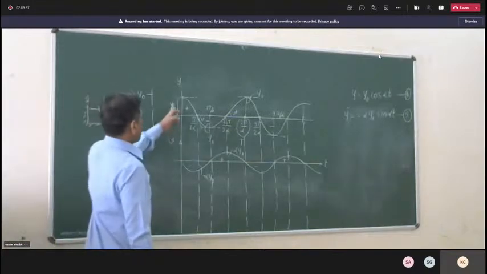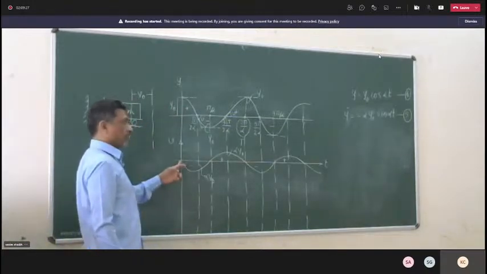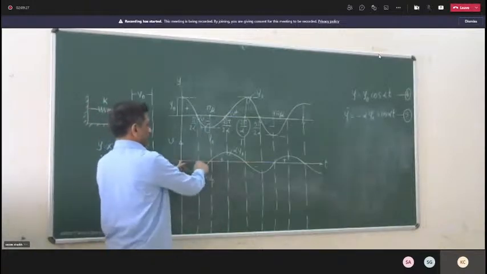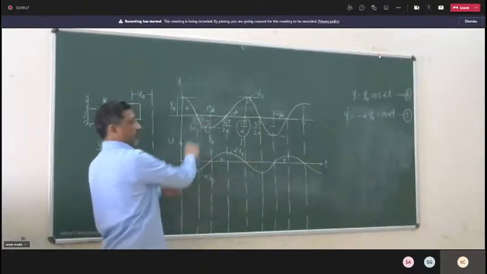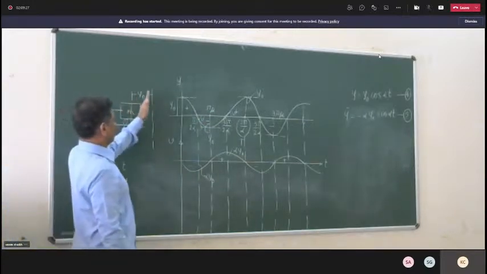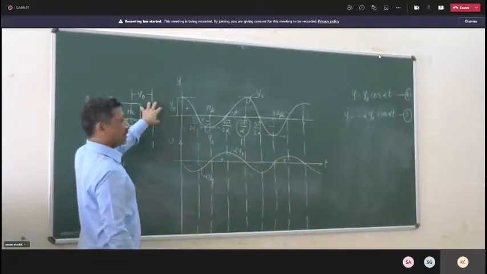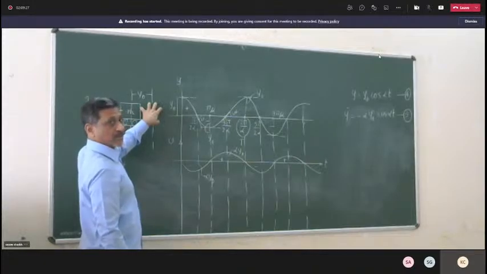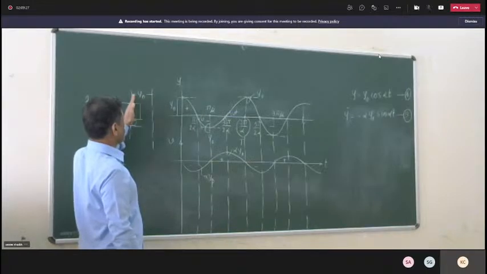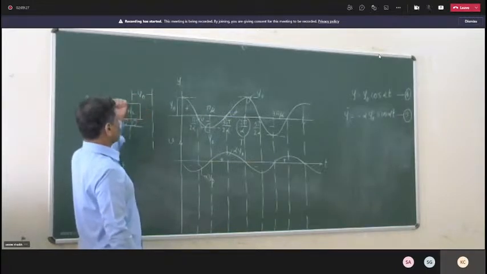When displacement is maximum, velocity is 0. And where velocity is maximum, displacement is 0. You can check physically. Here I have put the mass directly in position. Displacement is maximum, velocity is 0. And when the mass is at neutral position, displacement is 0, but velocity is maximum.